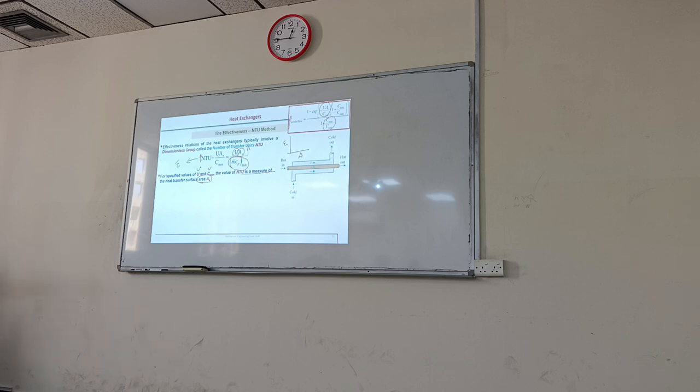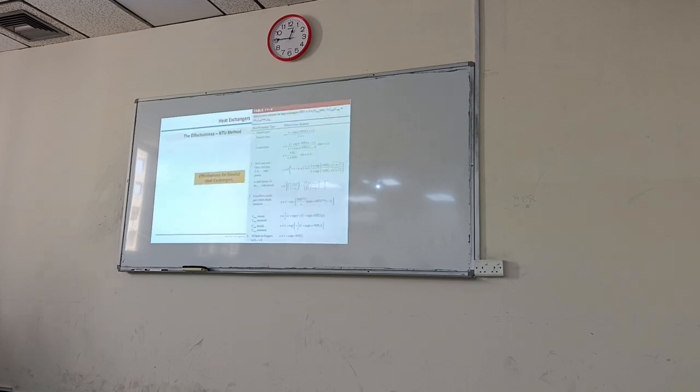Right? By increasing area, effectiveness increases. But maybe after a certain point, increasing area is not useful. You have reached the limits. Okay. So now in general, we can say the effectiveness of a heat exchanger is only a function of these two non-dimensional numbers. Yes, those become non-dimensional numbers.